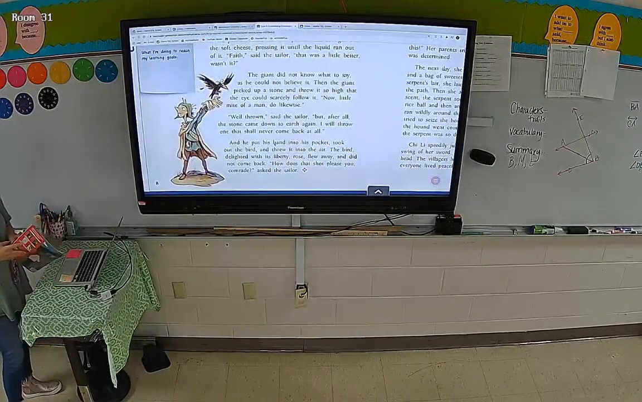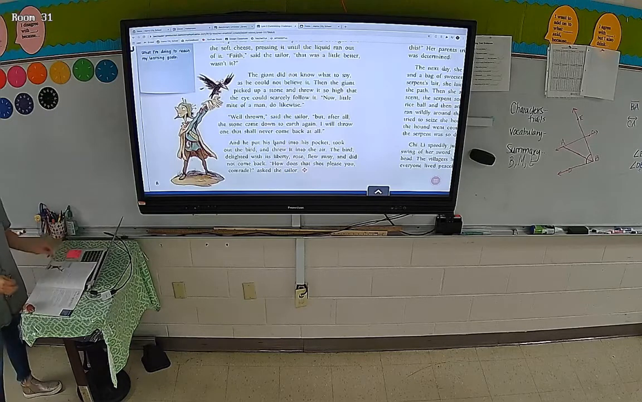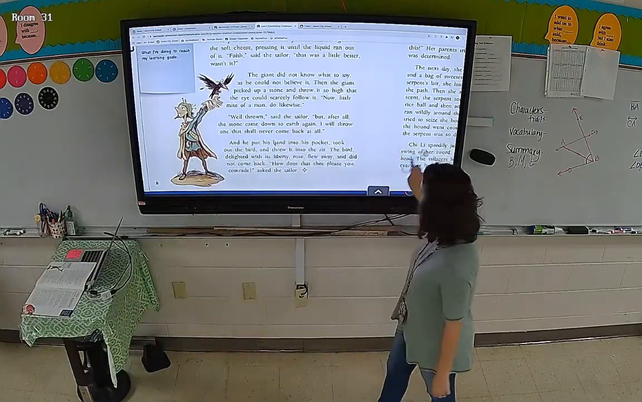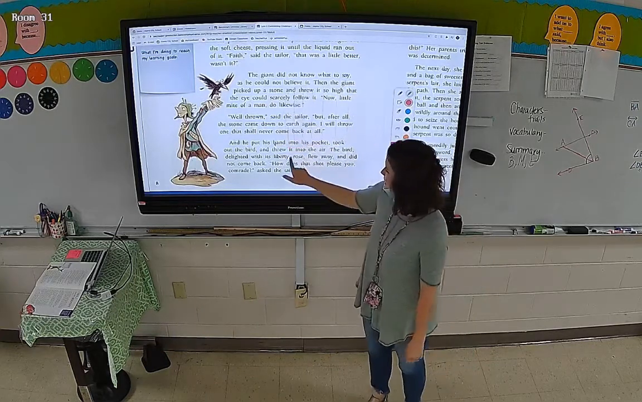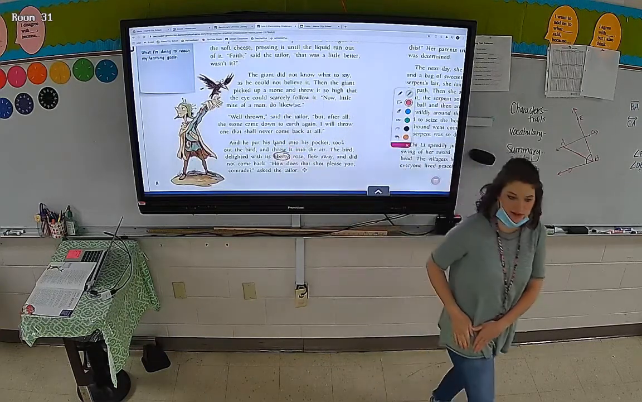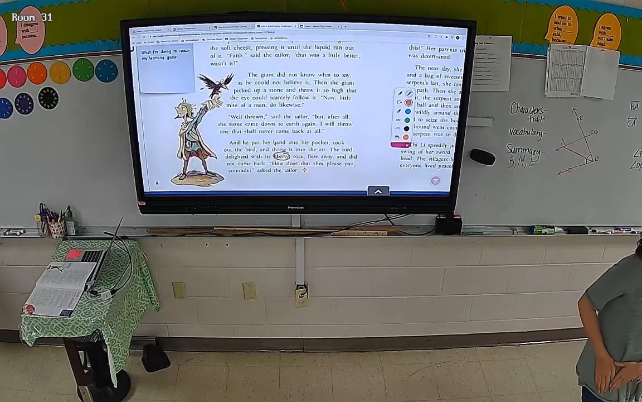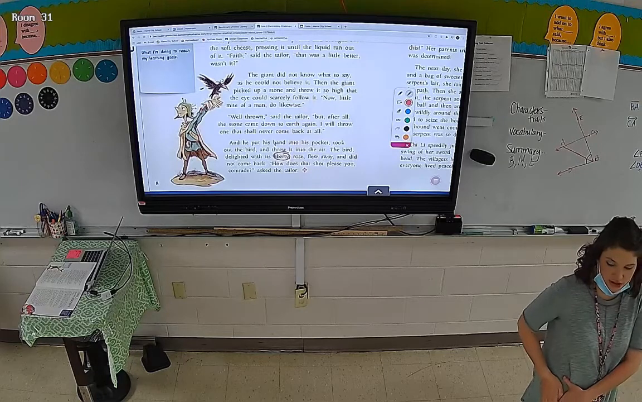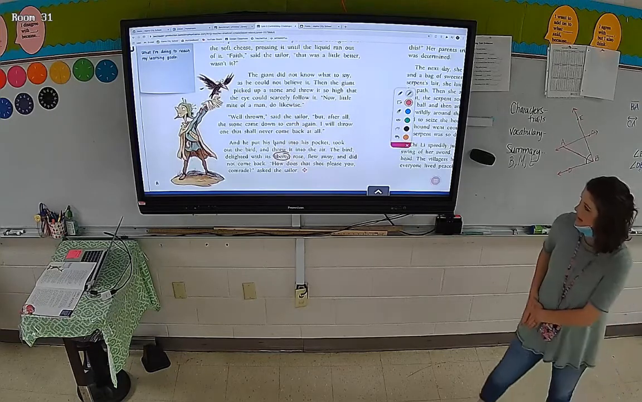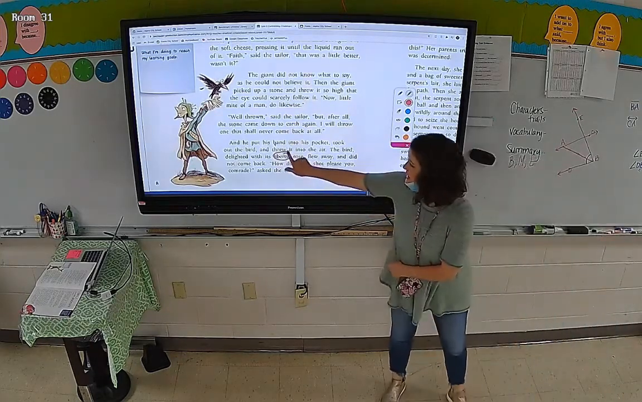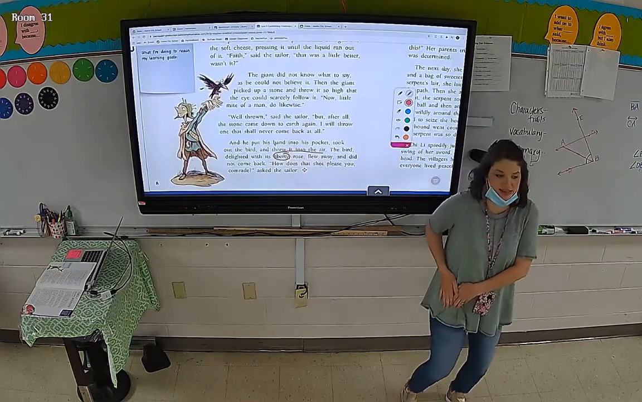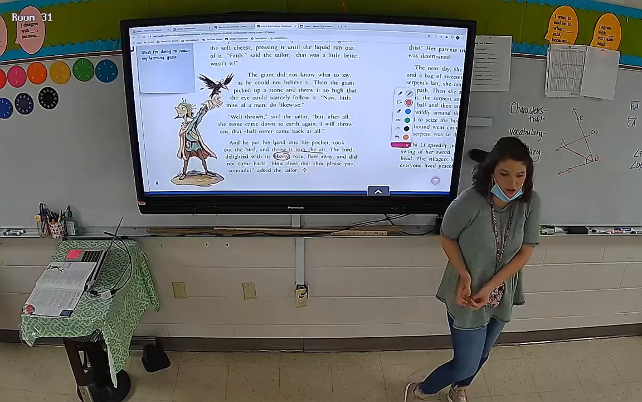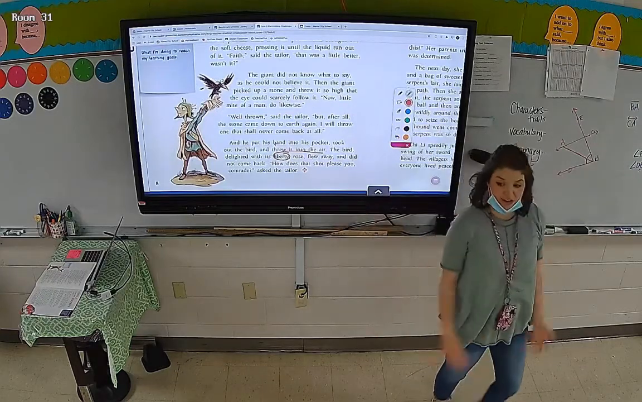All right, the very last paragraph. So right there it says, and he put his hand into his pocket, took the bird, and threw it into the air. Okay, so if I have a bird in my pocket, what do you say that bird is? Squished. It's squished in my pocket, right? And he takes the bird out and throws it into the air. So he's squished, and then he takes him out and he throws him up. Think about going from being all squished to now you've got all this air.